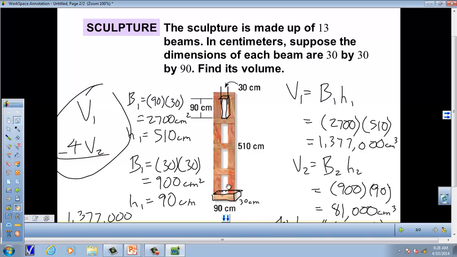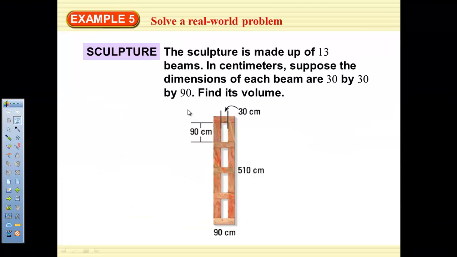We could find the area of the whole face here, and then we could say that the height was 30. So we could find the area of this face right here, similar to the way we found the area of the bases and all that. And then the third way we could do it is there's 13 beams. Each one is 30 by 30 by 90. So we could find the area of one of these beams and then multiply it by 30. But I did it the way you're going to do it most of the time.